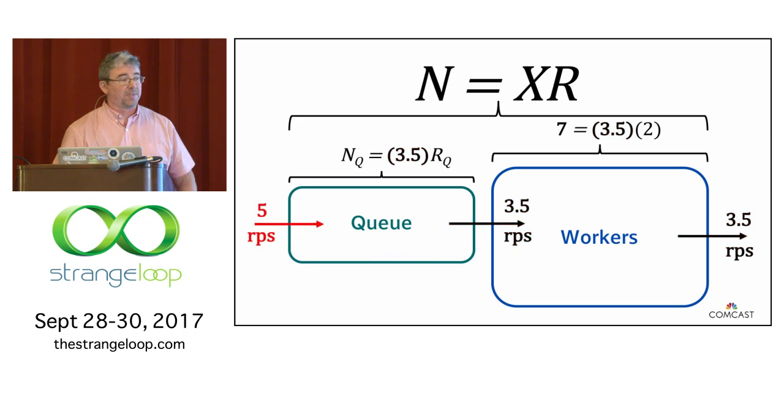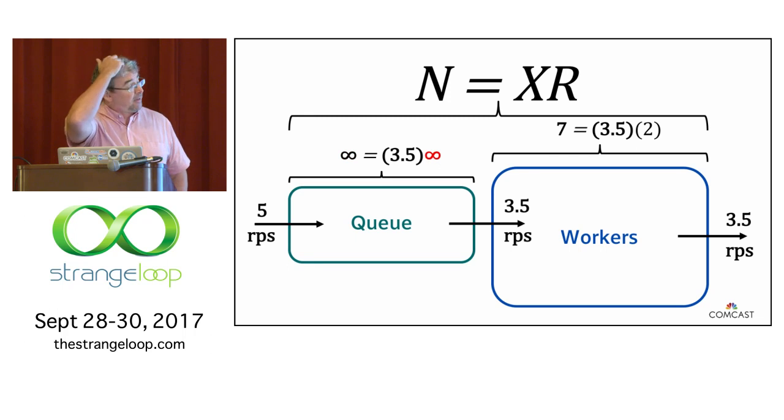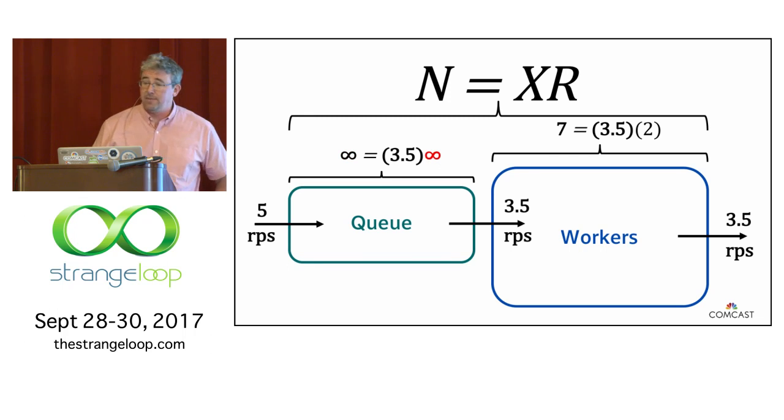But here's the problem. Our client is injecting 5 requests per second. Okay, so requests are entering the queue faster than they're being drained. So how many things are going to be in the queue? Well, if you wait long enough, there's going to be an infinite number of things in the queue. And so if I divide infinity by 3.5, I think that's infinity. So we start to get an infinite response time.